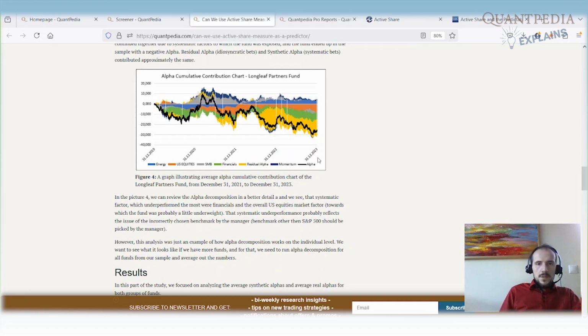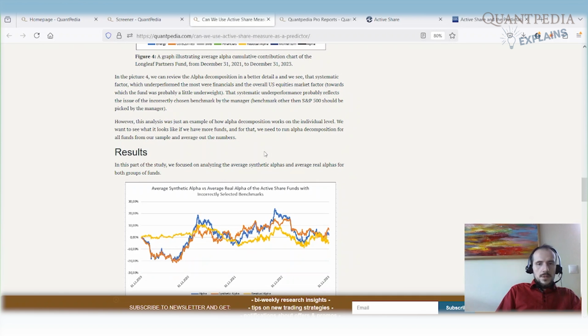Here you can see that the main contributor to underperformance was the residual alpha, which is the yellow one, then the bets in the financial sectors, and probably the manager was underweight the US equities. So the manager was running a mutual fund in which he was buying the US equities, but he was probably underweight them. The fund didn't have enough exposure to US equities and therefore underperformed the benchmark. So this is an individual fund.